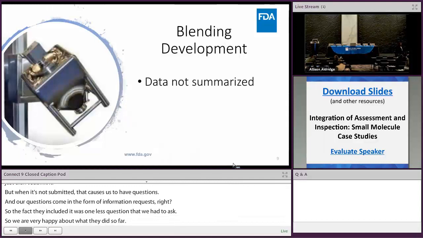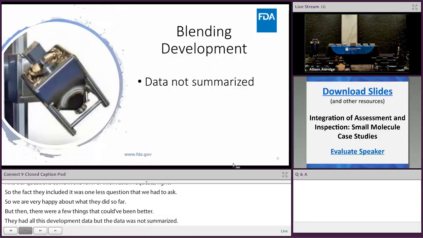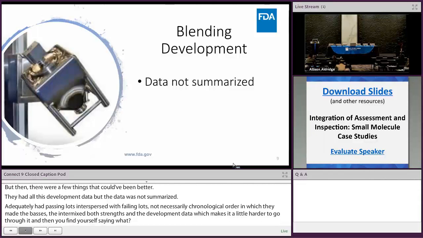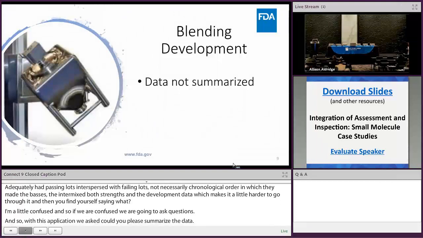They had all this development data, but the data was not summarized adequately. So they had passing lots interspersed with failing lots. It wasn't necessarily in the chronological order that they made the batches. They intermixed both strengths in the development data, which makes it a little harder to wade through. And then you find yourself saying, wait, what? I'm a little confused. And if we're confused, again, we're going to ask the question. So for this application, we asked them, could you please summarize the data? And we asked them to do it chronologically with the batches, and that's the order they were made.